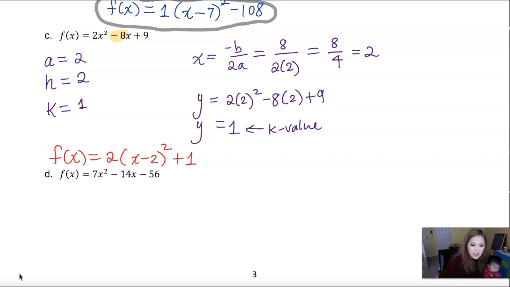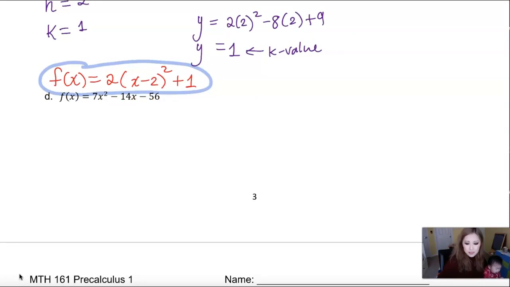So I think you guys got this. If you are okay, you may stop the video and just get started on that daily problem that I assigned you. But if you want to look at one more example with me, let's do the very last one together, okay? So 7 and negative 14 and negative 56, which means A is 7. And to find h and k, I will need to use my vertex formula.